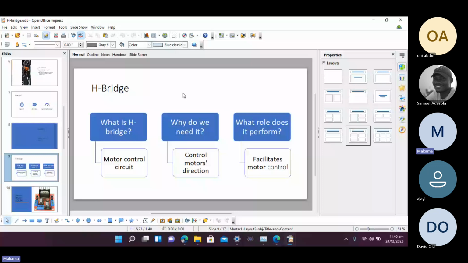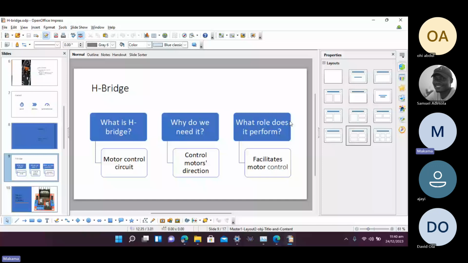So as you can see, in just a few words we have our H bridge defined as a motor control circuit. It has some other applications, but the basic application of the H bridge, and what this course is going to talk about, is motor control circuits. Why do we need it? To control motor direction. And what role does it perform? It facilitates motor control. It gives you the easier, best way to get control of your motor.